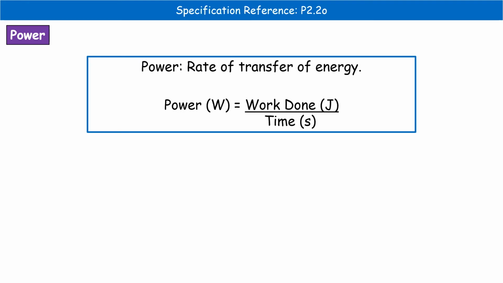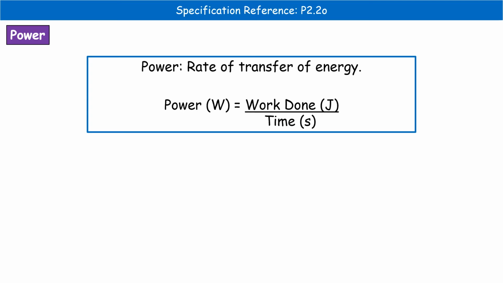Second calculation we're coming on to is power, which is the rate of transfer of energy. And again, formula on the formula sheet, but power in watts is the work done divided by time. So what do we need to look out for here? Well, first of all, make sure the time is in seconds. If it's given to you in minutes, convert to seconds first.